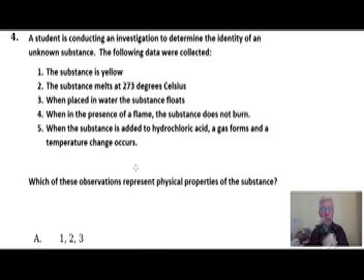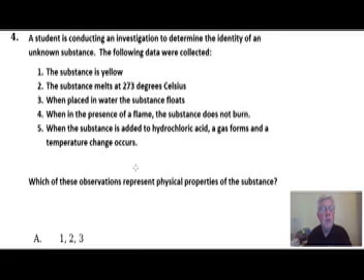You're a forensic scientist, or you're working with the police department, or a building and trades organization is trying to figure out what that stuff is in the soil. Okay? The following data were collected. The substance is yellow. The substance melts at 273 degrees Celsius. Okay. Now, let me go back to number one.